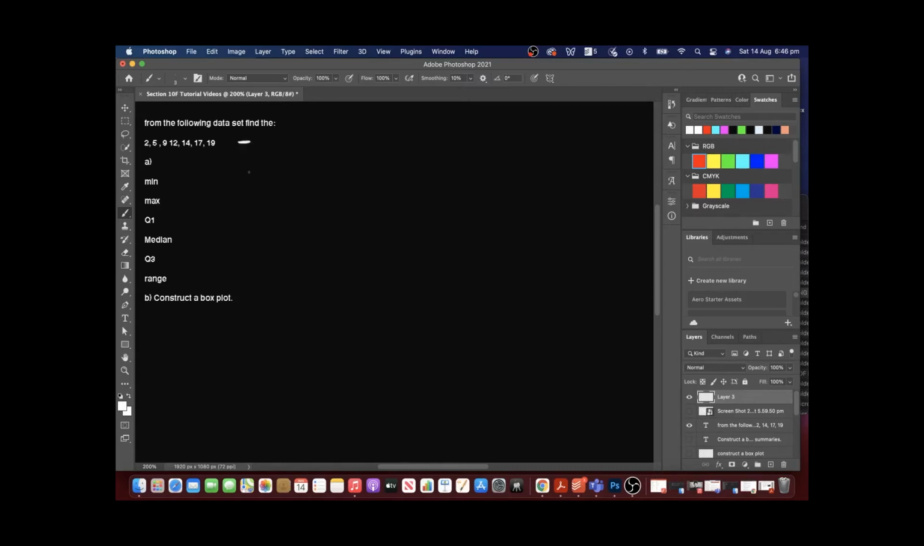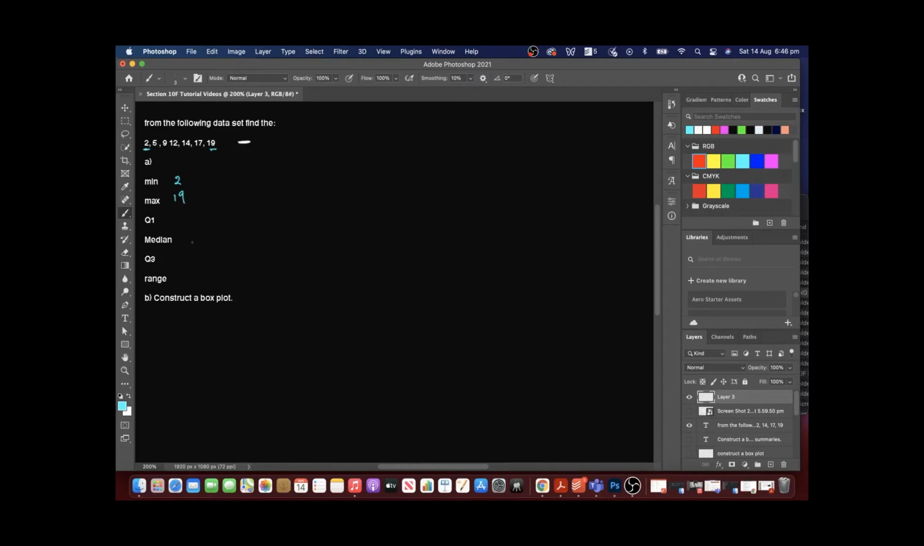That's the first step. Second step, we're looking for our minimum value, which is going to be 2, which is this one here, because it is ordered. That means the lowest value goes first and the highest value goes last. So our maximum value is going to be 19.